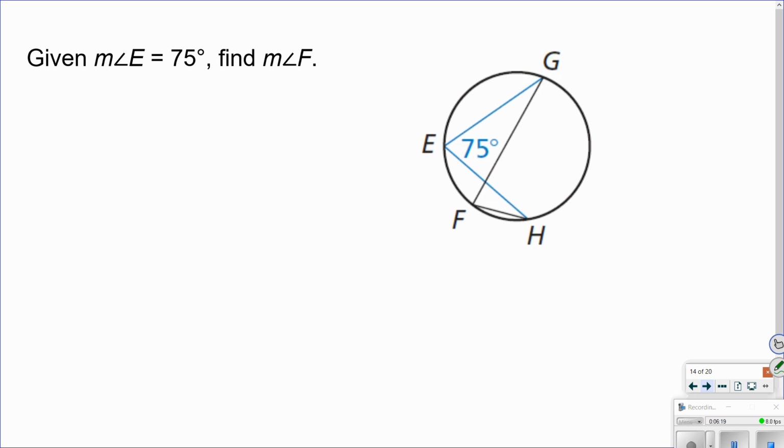This one says, given the measure of angle E, find the measure of angle F. So if you look at, they outlined it in blue here, if you look at GEH, and then you look at GFH, both of those intercept the same arc. They both intercept that arc. That means they have to be equal. So this angle F right here has to be 75 degrees also.